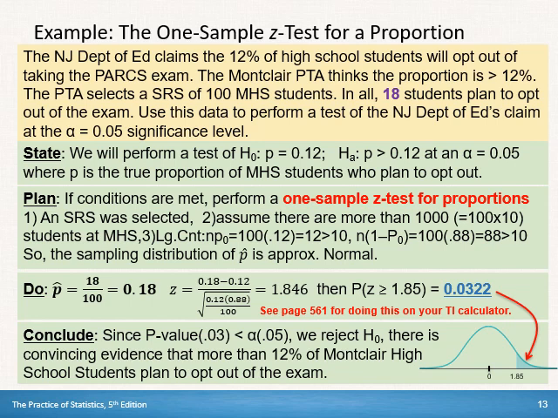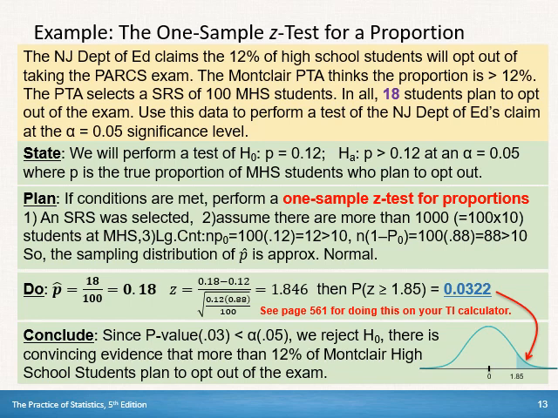And we will show you how to do this with your calculator in a future example, so hang on with that. All right, conclusion. We're going to compare our p-value to our alpha. In this case, it's less. Therefore, we are going to reject the null hypothesis. And so two components there.